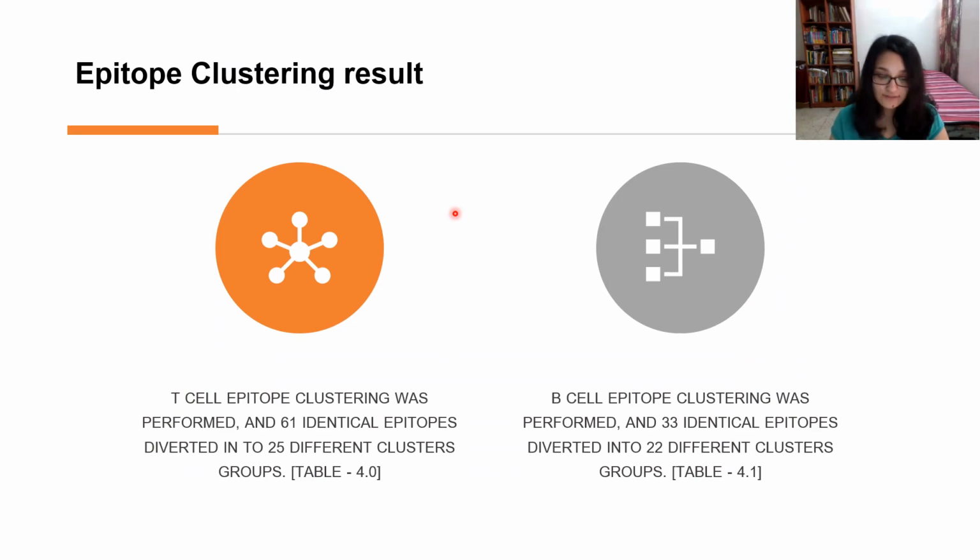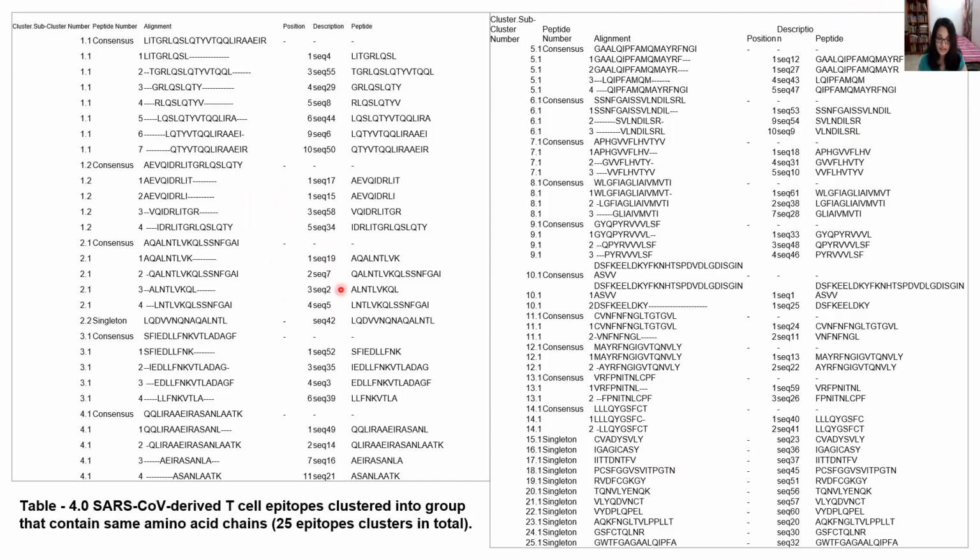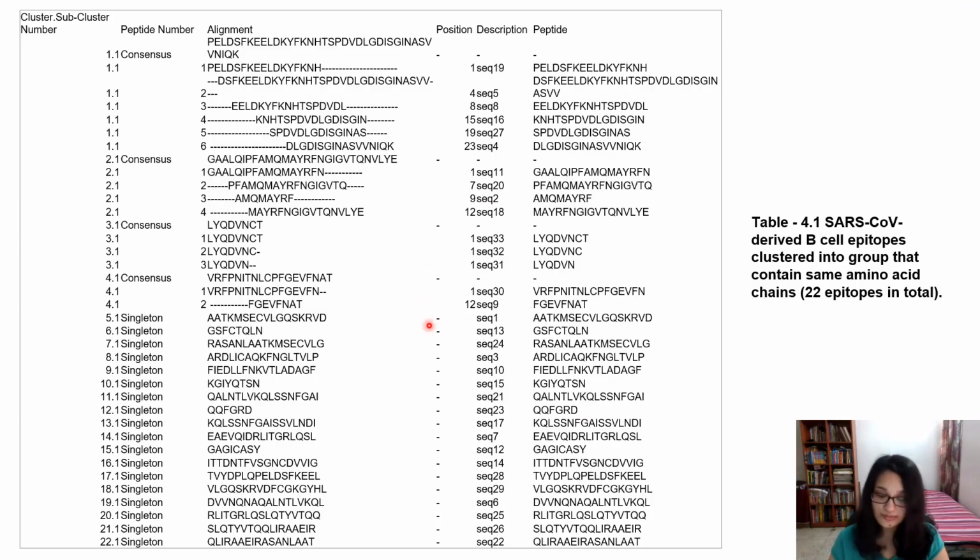And next, we have the epitope clustering result. When we performed the T cell epitope clustering, the 61 epitopes that we obtained earlier were divided into 25 different cluster groups. And when B cell epitope clustering was performed, the 33 identical epitopes earlier were divided into 22 different cluster groups. And we can see this result in the table here. This table here shows the T cell epitopes, and this shows a cluster of the B cell epitopes.